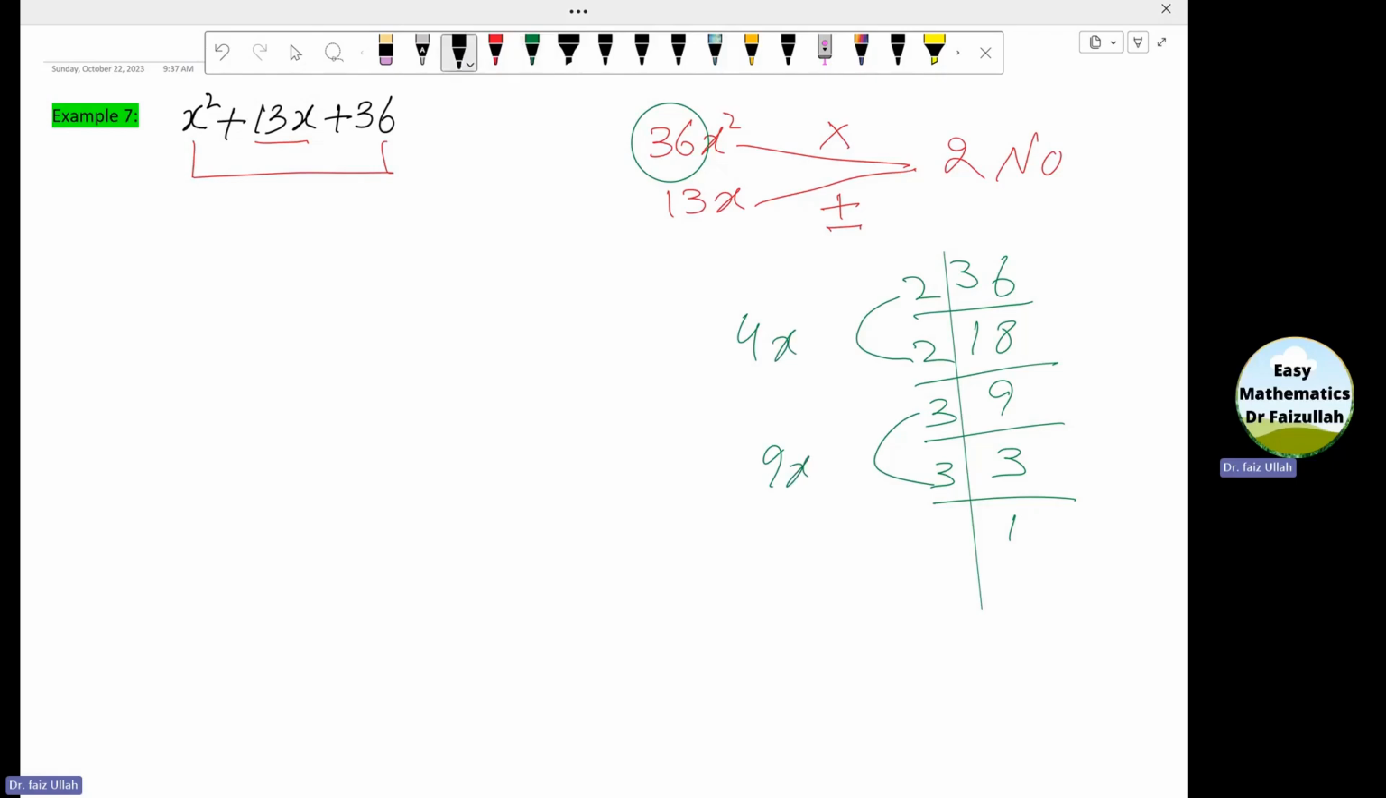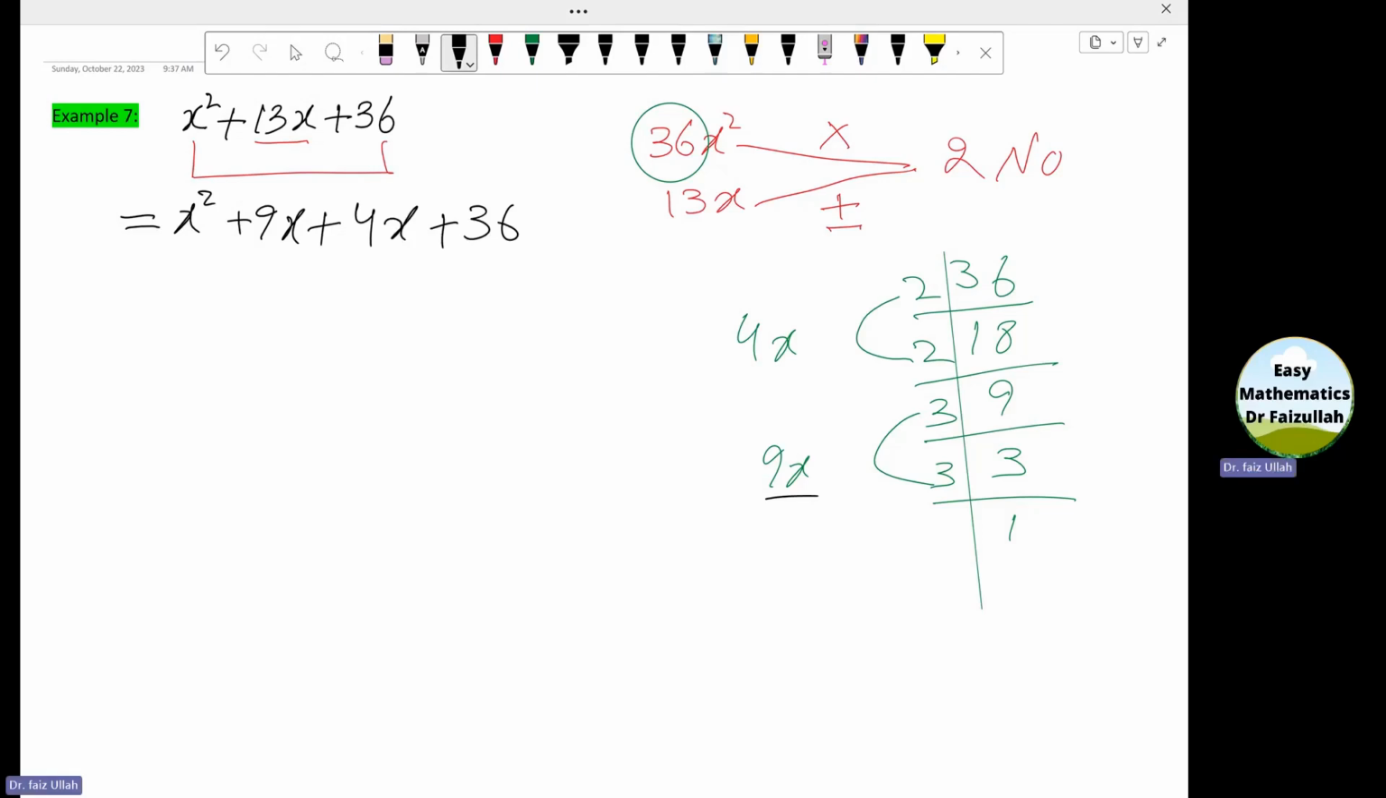And now let us see how we can factorize this quadratic expression. In the first step, write x squared as it is, and then write 9x plus 4x, and plus 36 as it is. We can see 9x plus 4x is equal to 13x. If we multiply 9x and 4x, we get 36x squared.